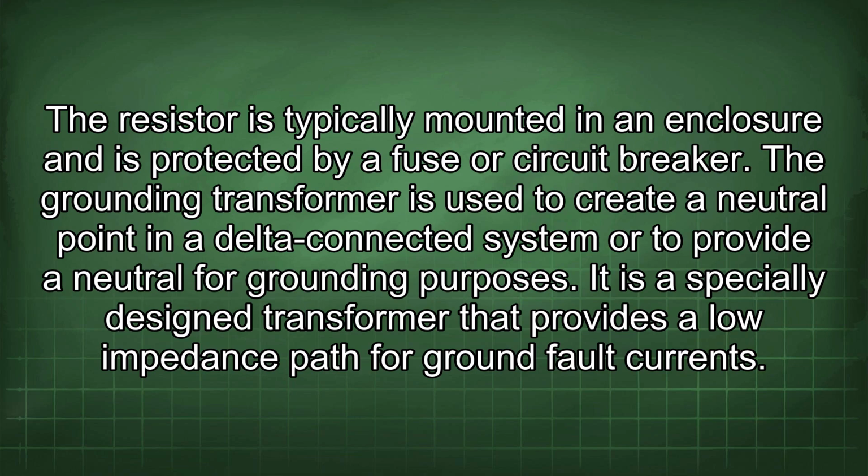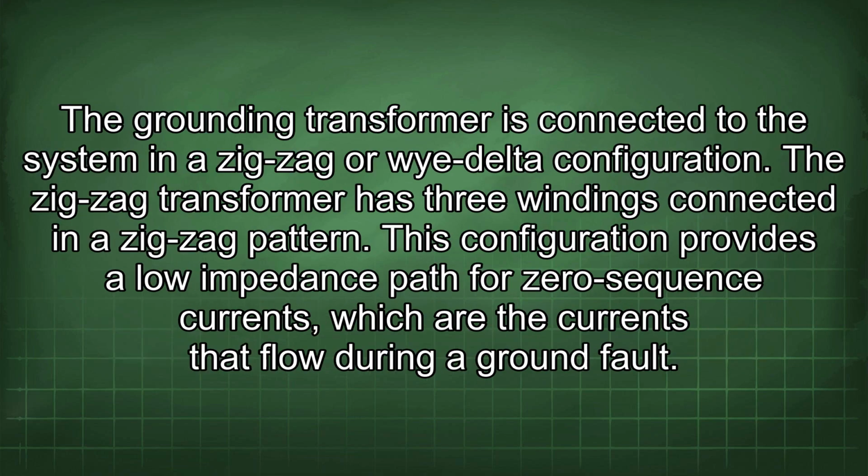The grounding transformer is used to create a neutral point in a delta-connected system or to provide a neutral for grounding purposes. It is a specially designed transformer that provides a low impedance path for ground fault currents. The grounding transformer is connected to the system in a zigzag or Y-delta configuration. The zigzag transformer has 3 windings connected in a zigzag pattern. This configuration provides a low impedance path for zero-sequence currents, which are the currents that flow during a ground fault.